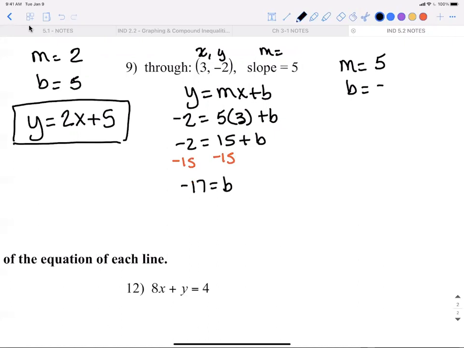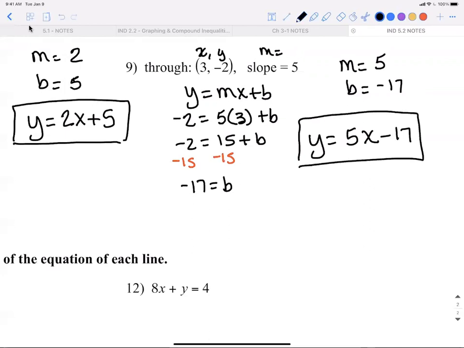I'm going to come up here where my b is, and I'm going to put -17. Now I've got all the information I need. Now I can actually answer my problem, which is generic y equals my m, generic x, plus my b, which in this case is -17.